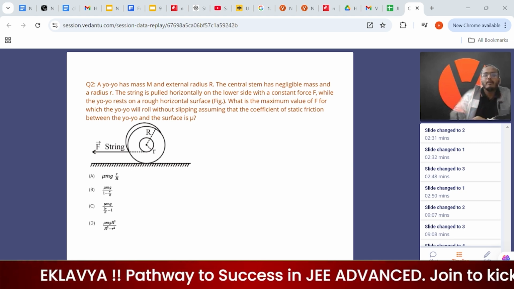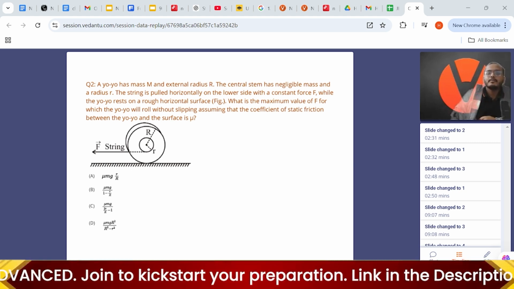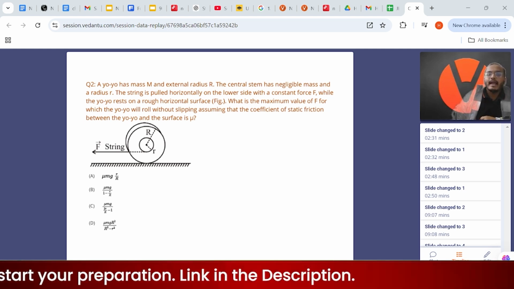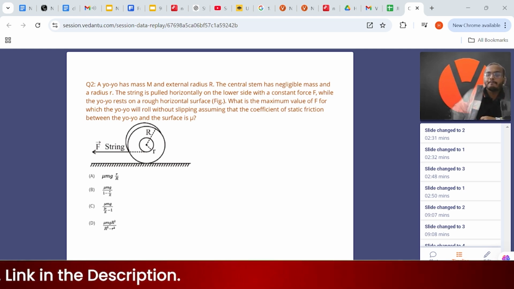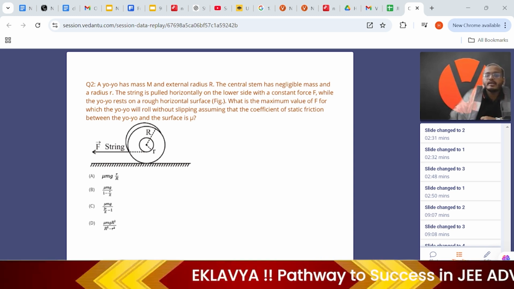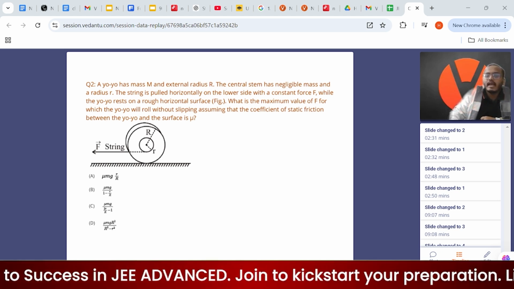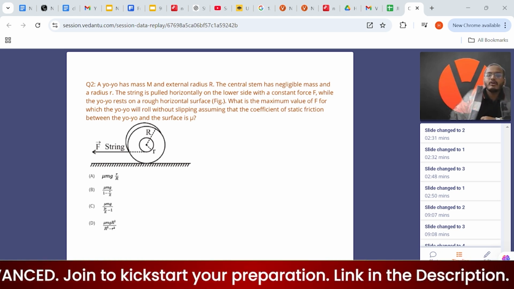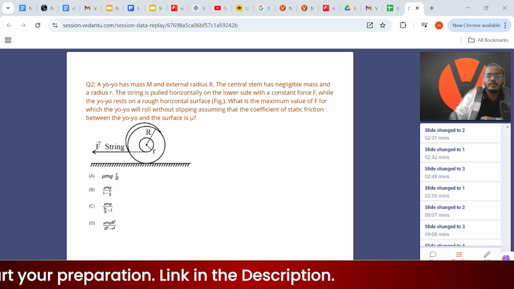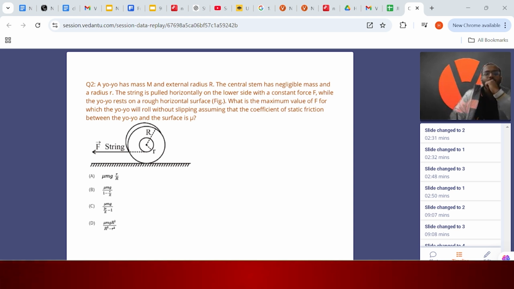So now let's come to the second question. Okay. So a yo-yo has mass capital M and an external radius R. Now the central stem has negligible mass and a radius r, and the string is pulled horizontally on the lower side with a constant force F, while the yo-yo rests on a rough horizontal surface as shown in the figure. Now, what is the maximum value of F for which the yo-yo will roll without slipping?